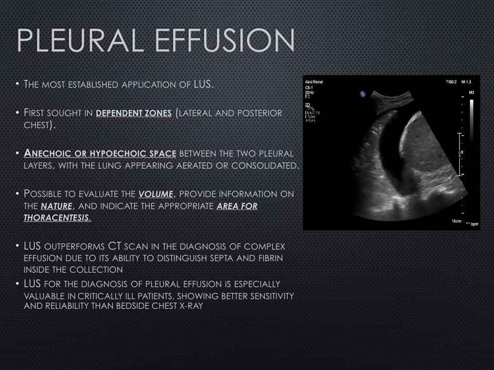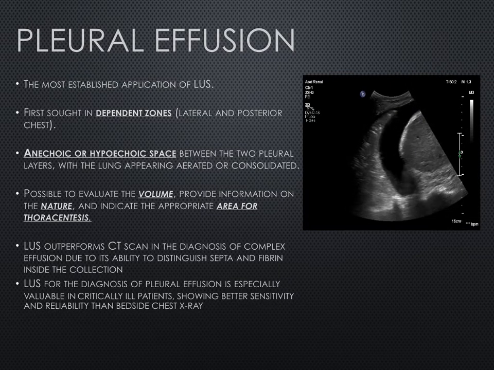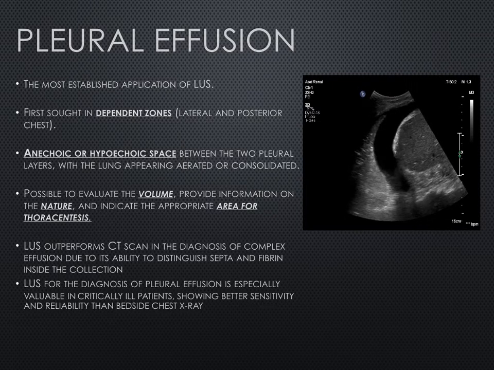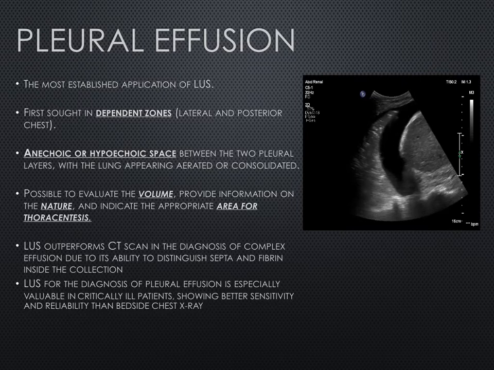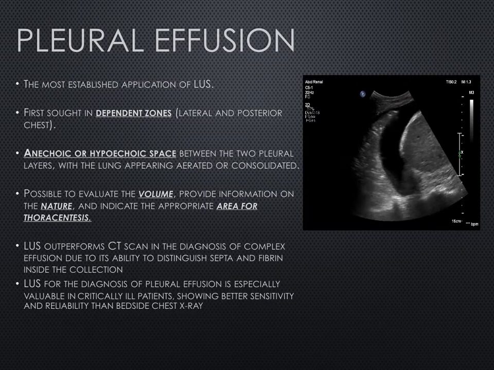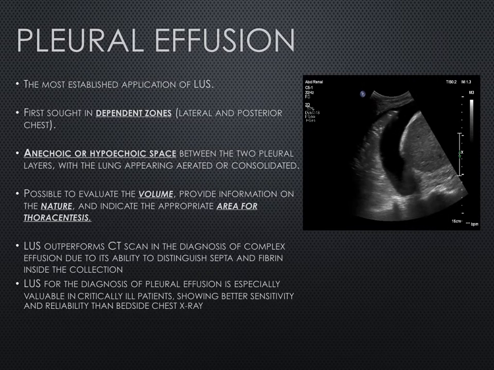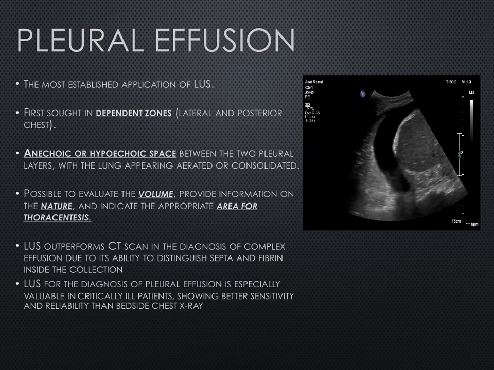If we were to suspect a level of pleural effusion within that thoracic cavity, the way that we would start to investigate that would be we would first look at our dependent zones, so looking at probably our lateral chest wall just above the diaphragm, as you can see on the picture here. And we can look posteriorly as well, especially if we've got patients who are laying supine in bed.